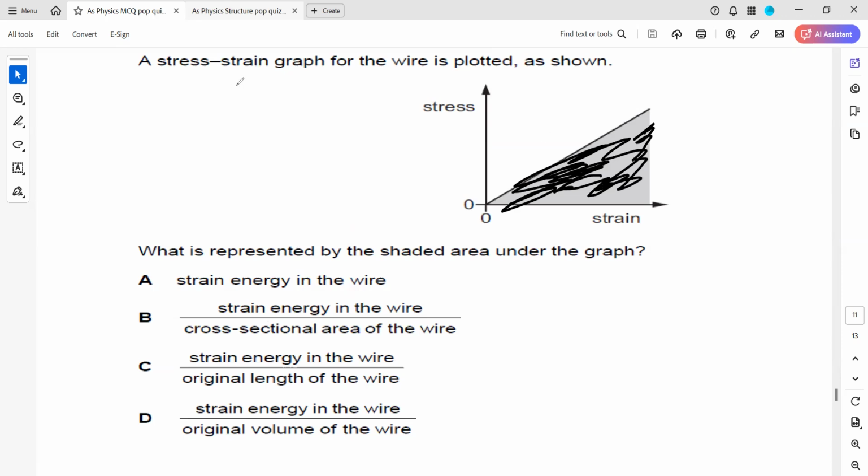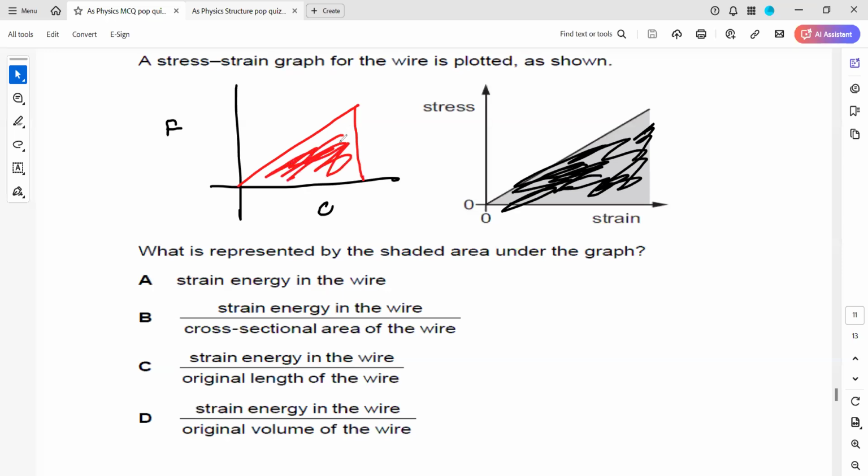If it was a force-extension graph and we are taking the area, what does the area under the graph represent? Area under the graph represents the energy. But when we have a stress-strain graph, the area under the graph represents energy in a unit volume, which we also call energy density. So it's strain energy of a wire over cross-sectional area, not a force.